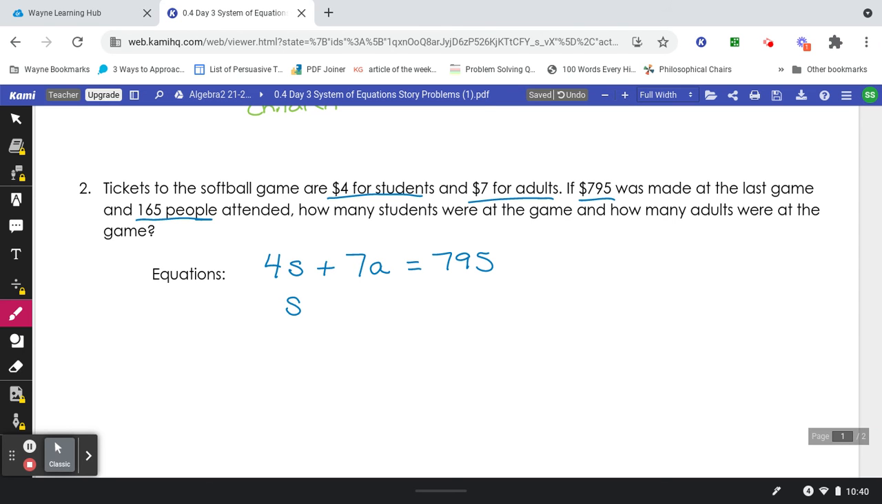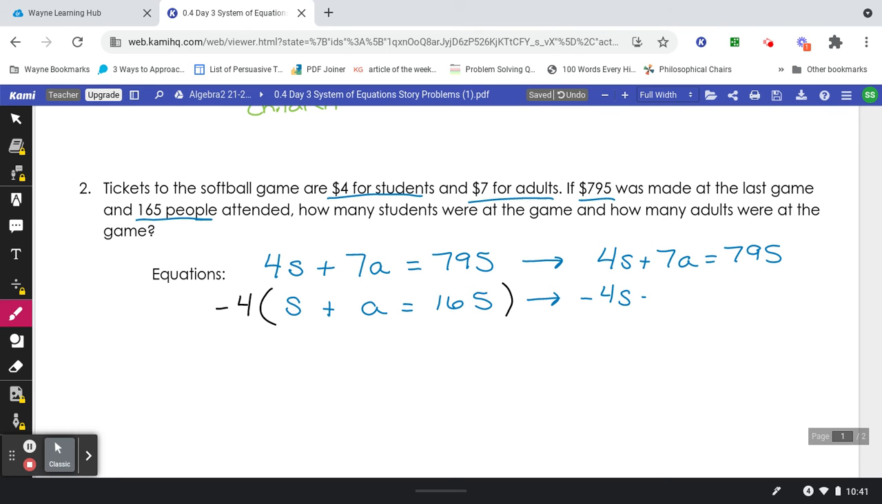And then for the next one, the students plus the adults was equal to 165 people. So you're kind of putting these into two categories. I'm going to attempt to cancel out the S's. So I'll multiply the bottom one by negative 4. The top equation I'll leave exactly the same. The bottom equation gets multiplied by negative 4 through the entire equation.